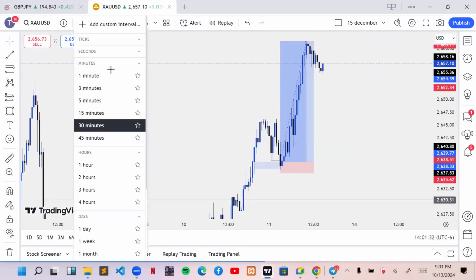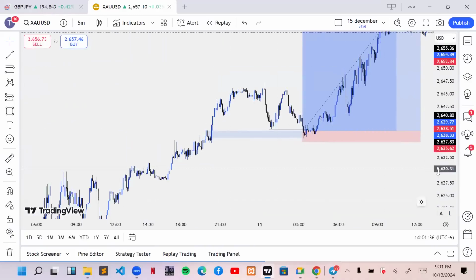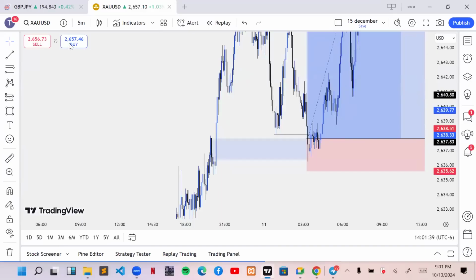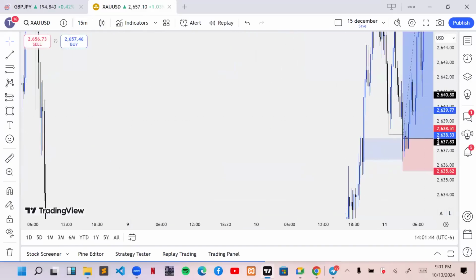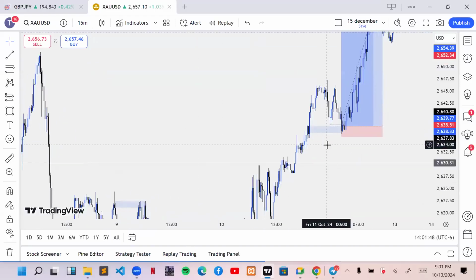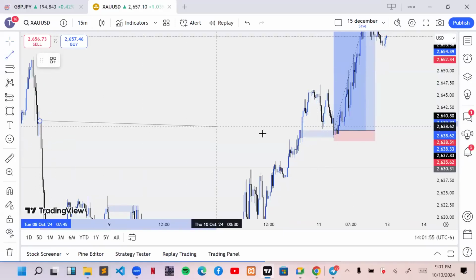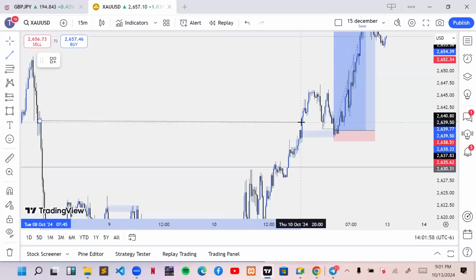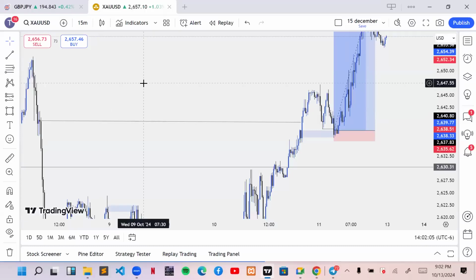Let me see, I have another example. For this scenario, this one is a break of structure type of trade. This is a resistance level here in the market. I showed an example with market structure shifts. This one is a resistance level.